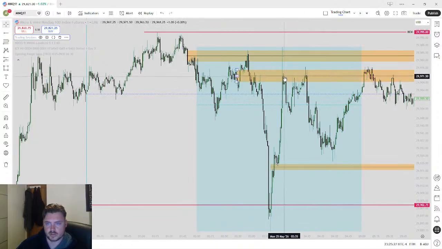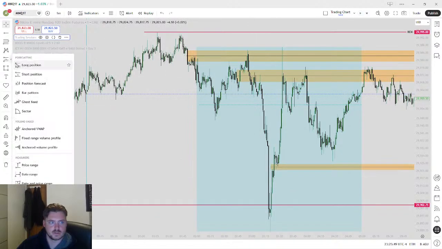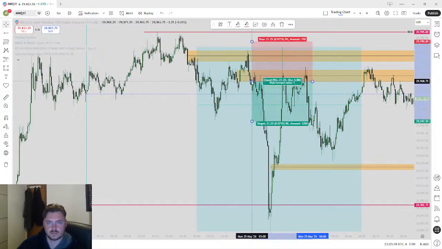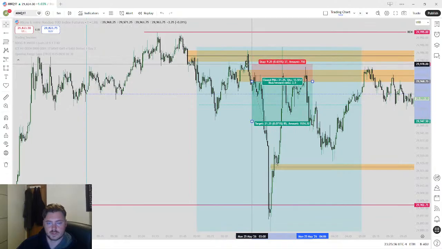Okay, and look at the bodies respecting that here, bodies respecting that here as well. So my entry would have been as price comes down, you see the body failing to get above it, price ghosts, and that's a nice massive move. Short. Whatever you do, just always keep the stop loss above the third candle.